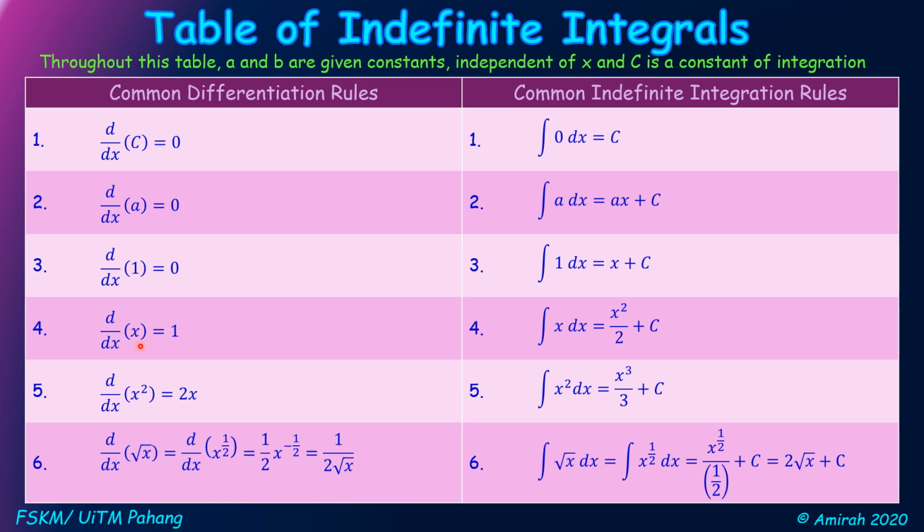When we differentiate x, we have 1, but when we integrate x, we have x squared over 2 plus c. When we differentiate x squared, we have 2x, and when we integrate x squared dx, we have x cubed over 3 plus c. When we differentiate the square root of x, first we change it into the exponent, then we differentiate, so we have 1 over 2 x to the power of negative one half. When we integrate, we also need to change to the exponent first, and then we integrate, so we have 2 over 3 x to the power of three halves plus c.